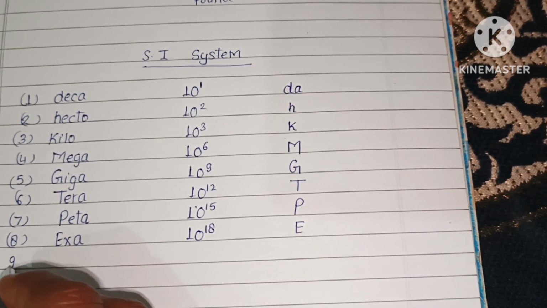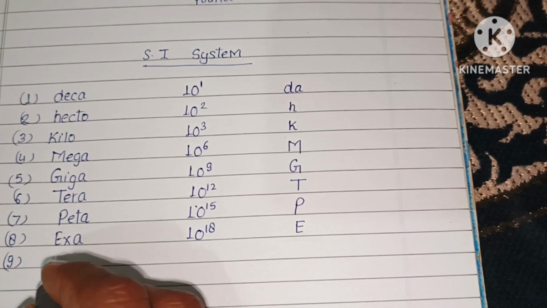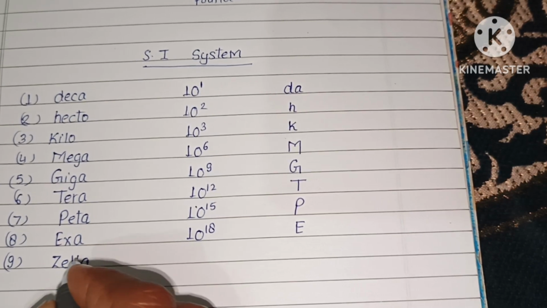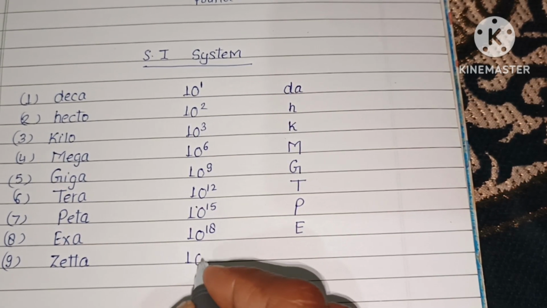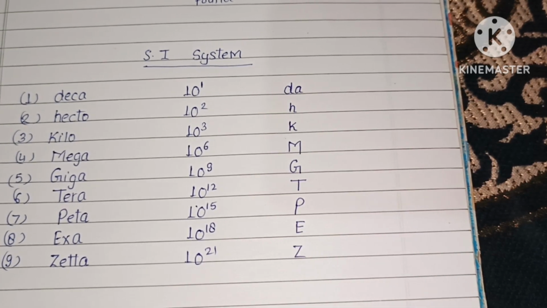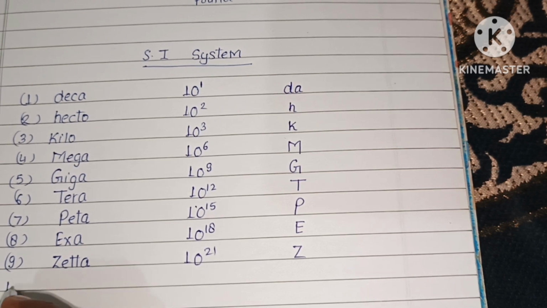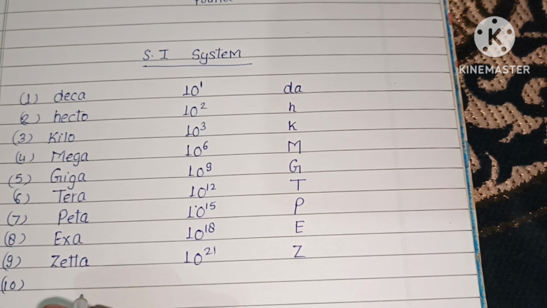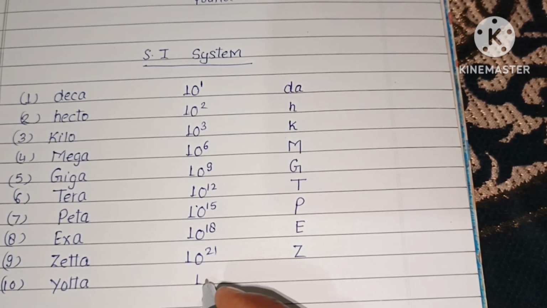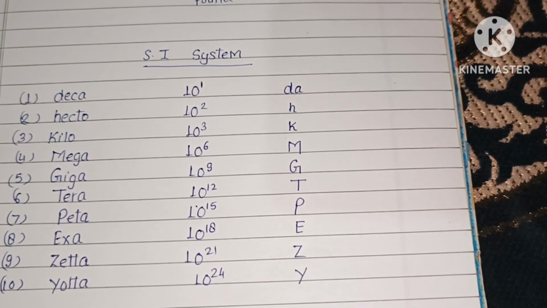Now ninth, zetta, 10 to the power 21, capital Z. Next is yotta, that is 10 to the power 24, that is capital Y.